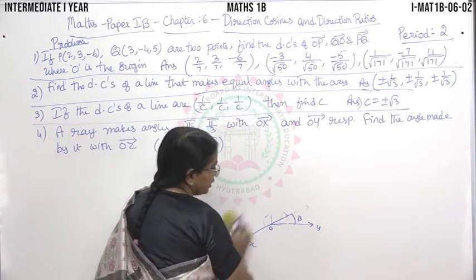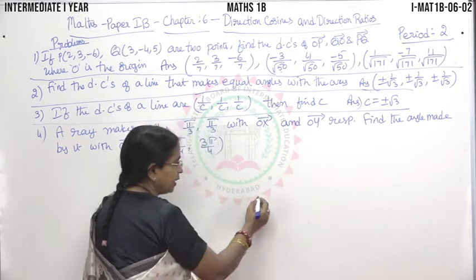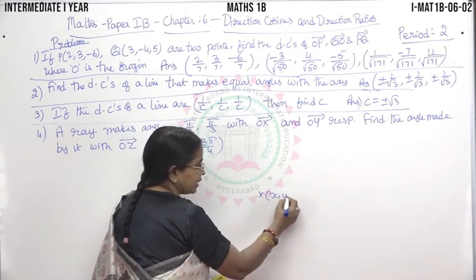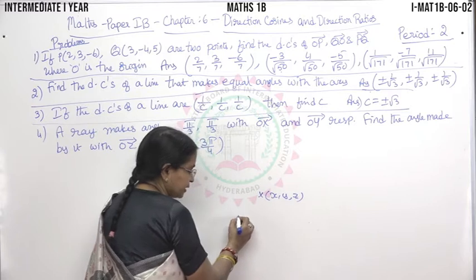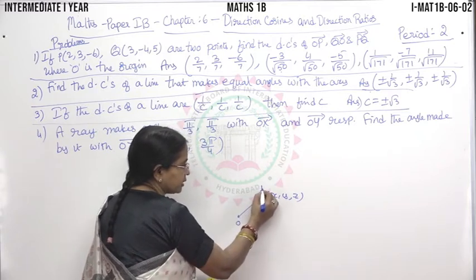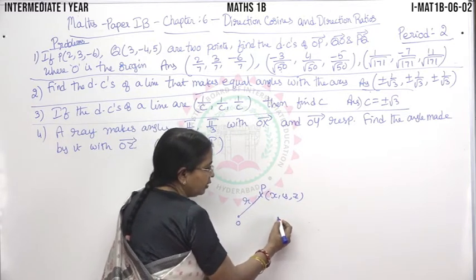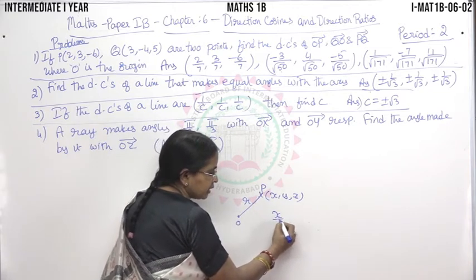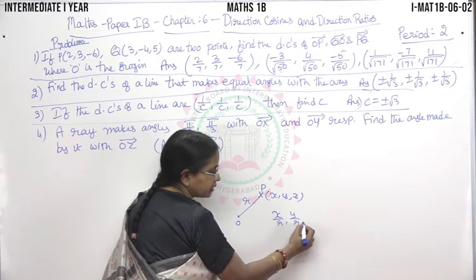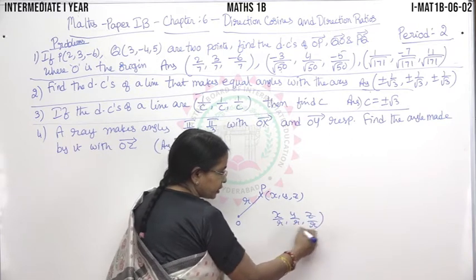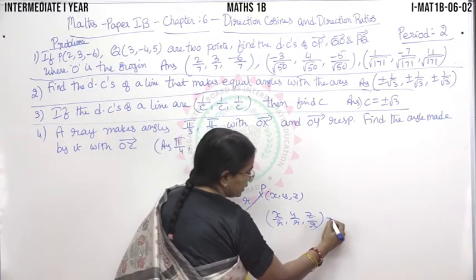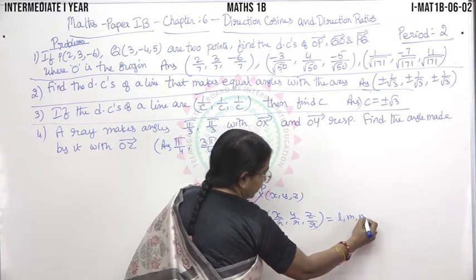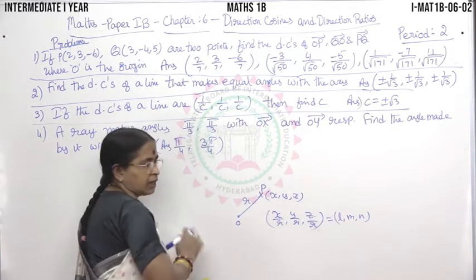Now suppose that there is a point in space and its coordinates are x, y, z. The distance OP, where O is the origin, is R. Then the direction cosines of OP are just x by R, y by R, and z by R. These are L, M, N. Now the distance OP is R.